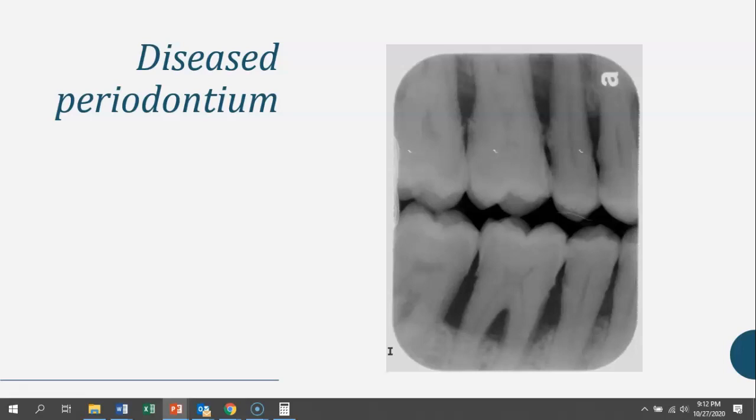You can also see this bumpy look on the sides of the roots here. This is all calculus. So a lot of times when you're looking at a diseased periodontium, you're looking at a very low bone level, furcation involvement, a widened PDL. I don't see a great image of a widened PDL. I guess some of them look a little wide, and then oftentimes you'll see calculus.